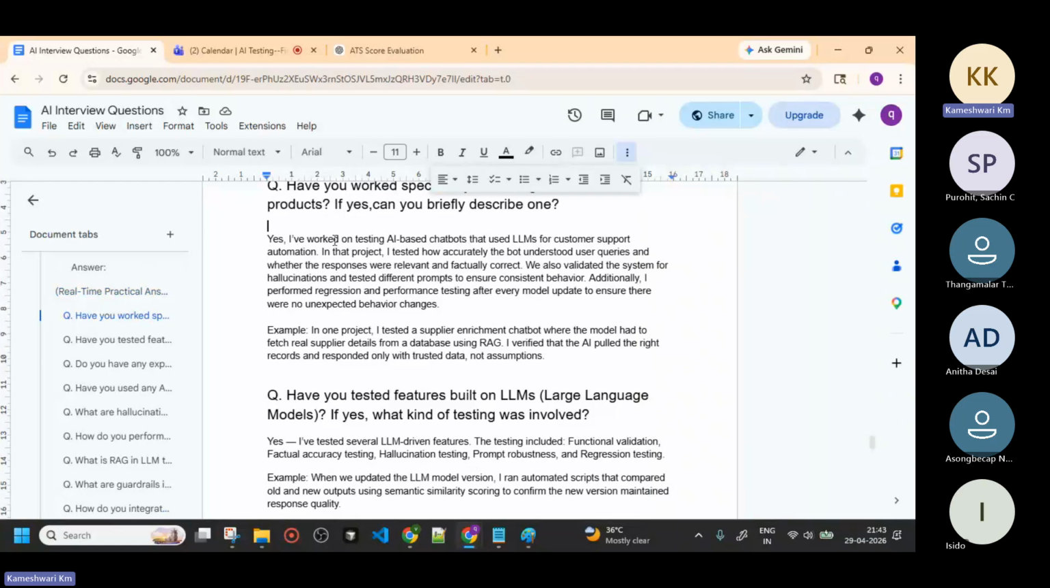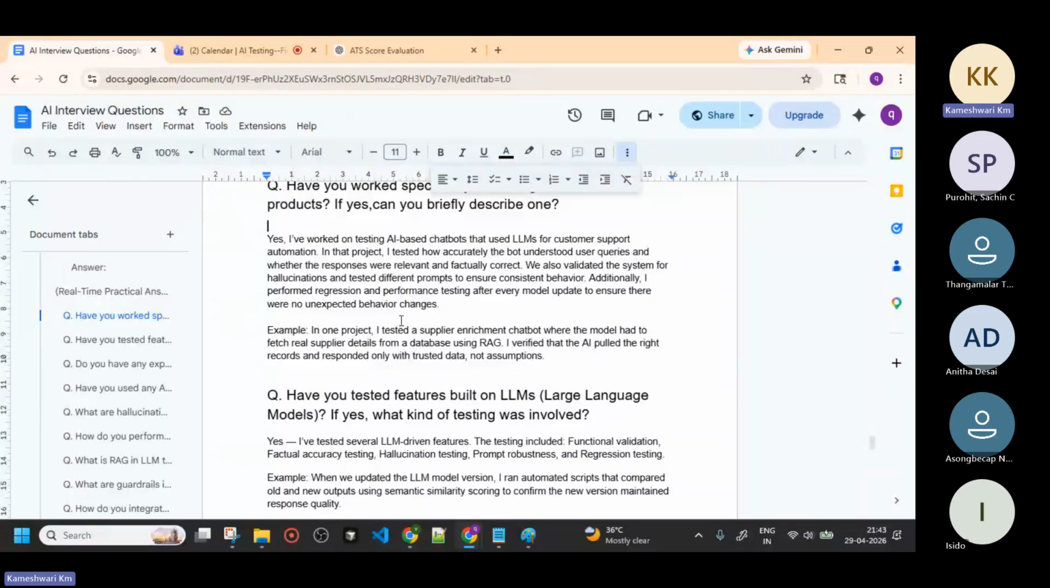I have worked on testing AI-based chatbots that used LLMs for customer support automation. In that project, I tested how accurately the bot understood user queries and whether the responses were relevant and factually correct. We also validated the system for hallucinations and tested different prompts to ensure consistent behavior. Additionally, I performed regression and performance testing after every module update to ensure there were no unexpected behavior changes.